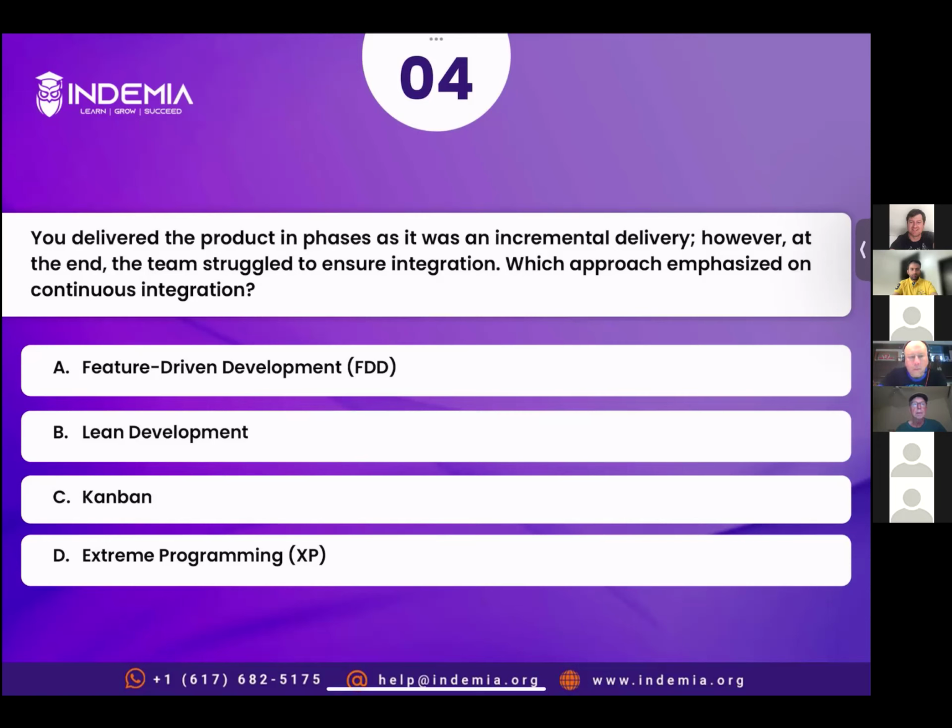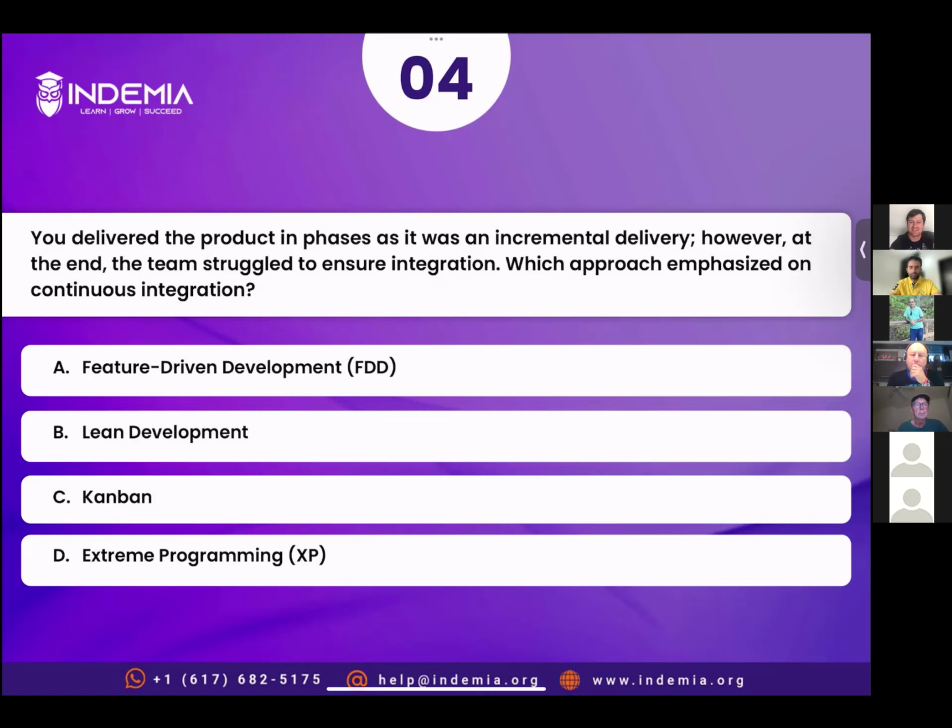All right, Vivek, you have chosen option A. Yes. So all the three options B, C, and D are types of Scrum or Agile methodologies that can be used. Well, feature-driven development is also part of Agile development, but as the question mentions that integration was not correctly ensured while doing the development, feature development will help deliver the particular feature end to end, and that will also ensure that integration between all the components is intact and tested correctly.